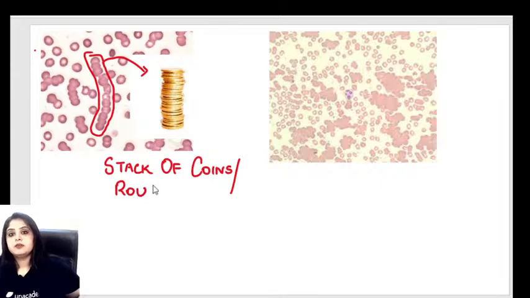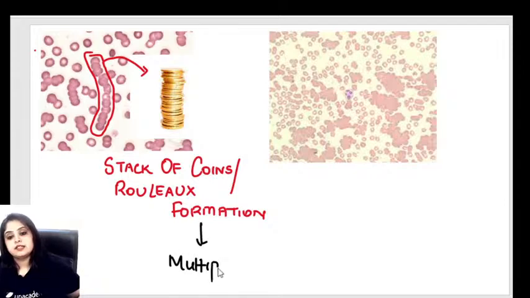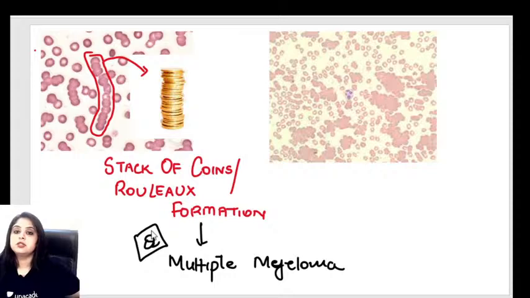Many of you have given me the right answer, and this is known as the Roulette Formation. Very famous question of pathology. And can you tell me which disease? Roulette formation, the stacking of coins, is seen in a plasma cell tumor, that is multiple myeloma. Multiple myeloma shows us the presence of Roulette formation. It's a 5-star question that you get in hematology.